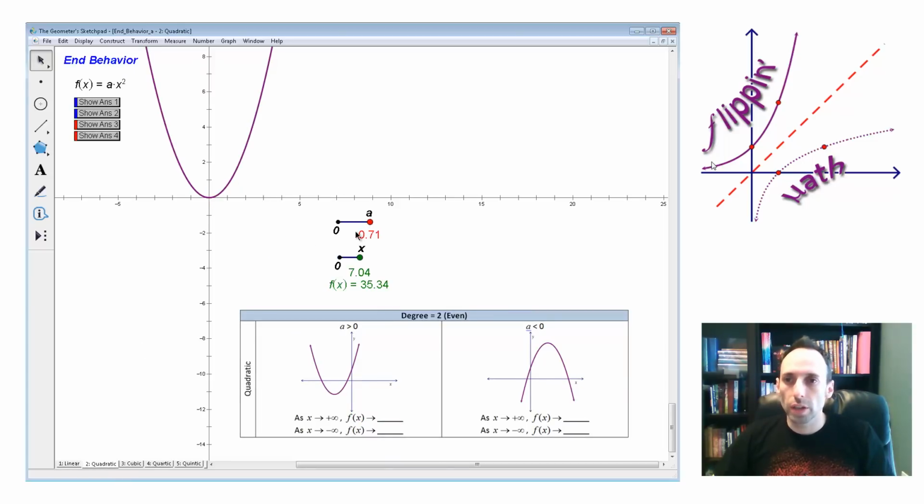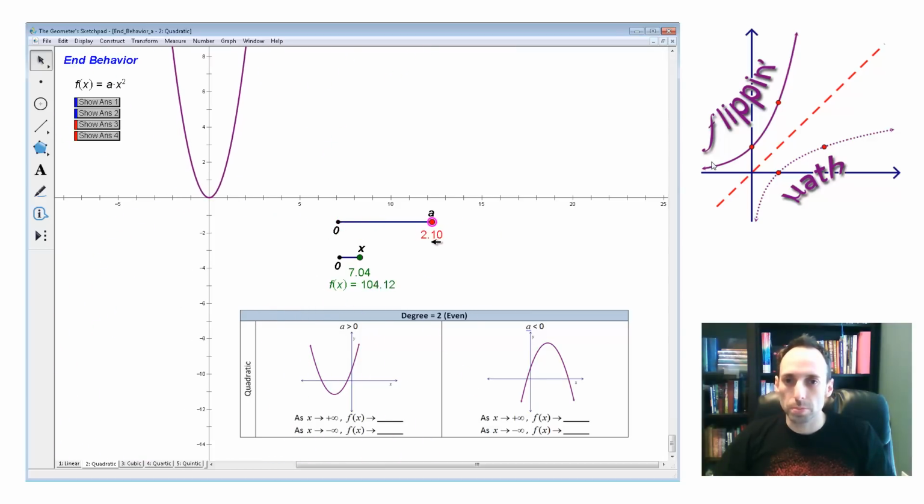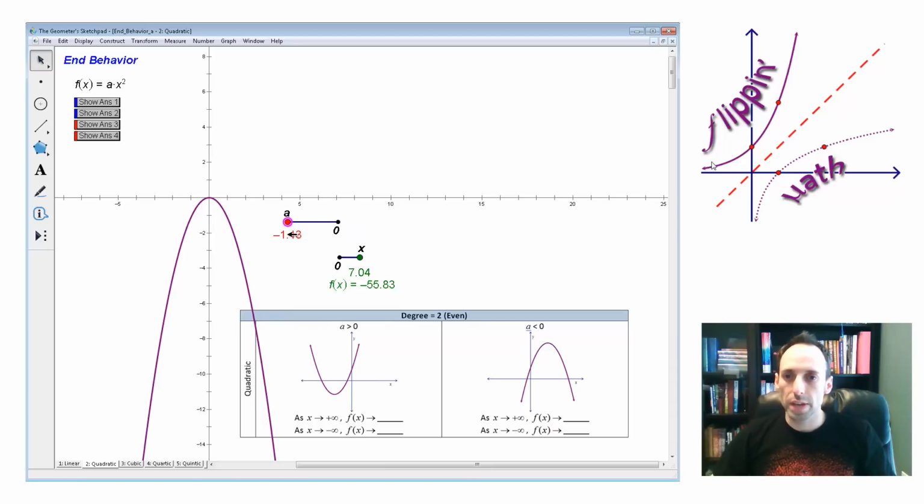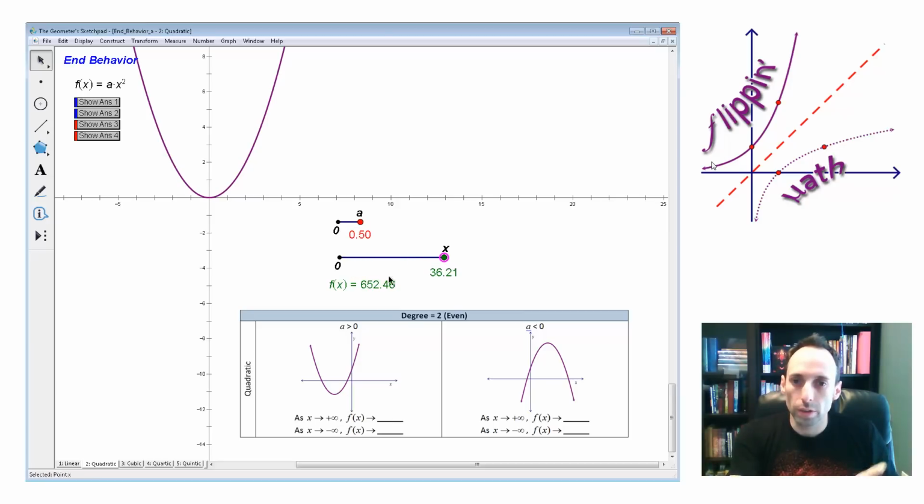Quadratic, again, we're just looking at the leading coefficient, the A value. Here it's positive, and here it's negative. So those are the two possibilities. Let's make it positive first. Looking at the table, as x approaches positive infinity, as x is getting bigger and bigger, look at f of x. It's getting way bigger. It's going to positive infinity.